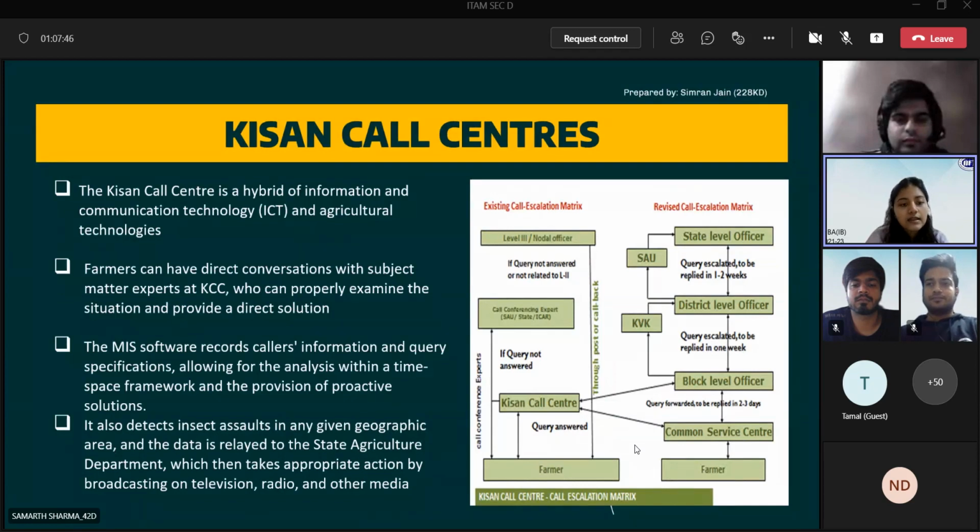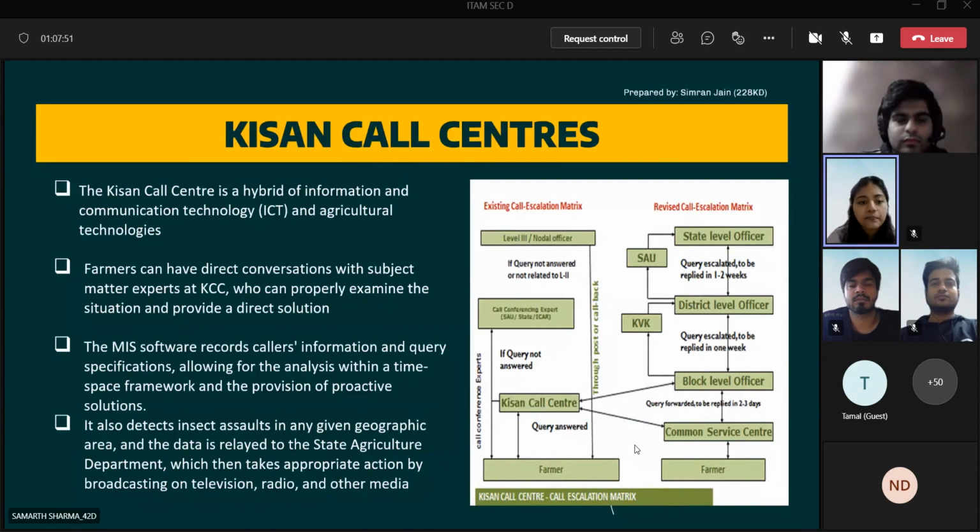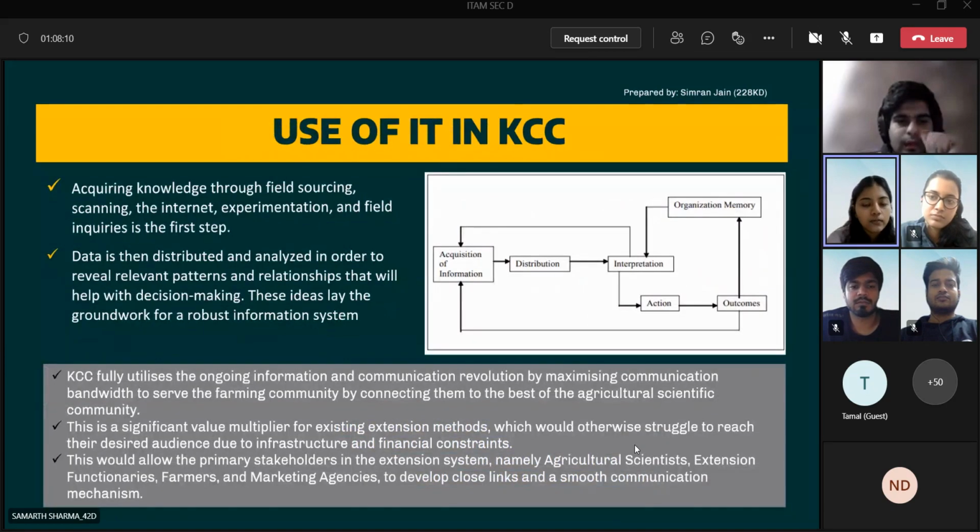The software records the caller information and query specifications, which further allows for the analysis of the area and the crop level facts within a specific time framework. And this further leads to the provision of proactive solutions. Later, the call center was actually transformed into a control room, giving preventive remedies to mitigate crop damage on an area-specific basis across Madhya Pradesh during the 2009 Kharif drought and the unexpected floods in October 2009.